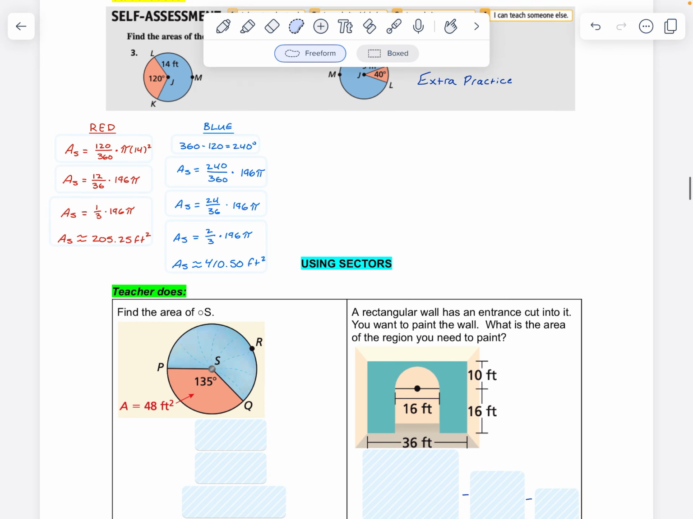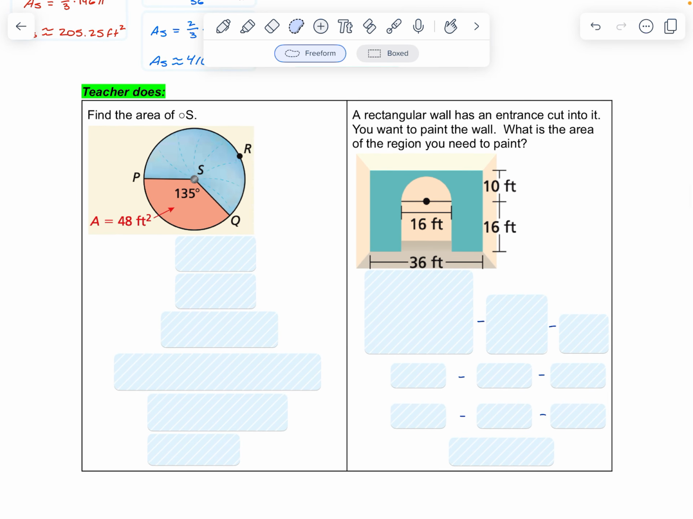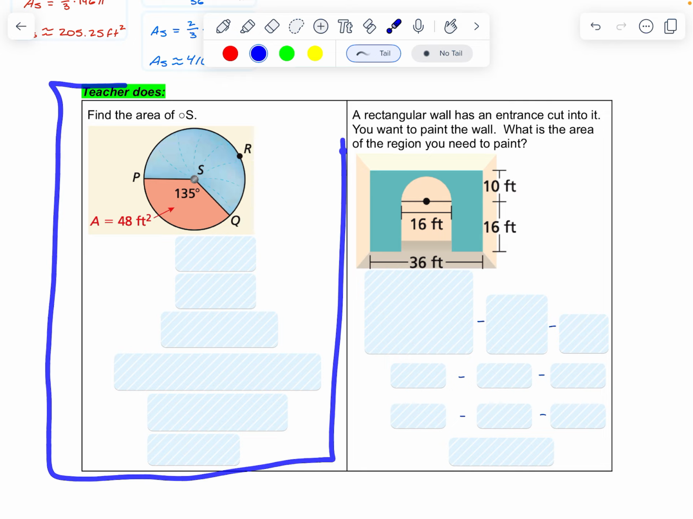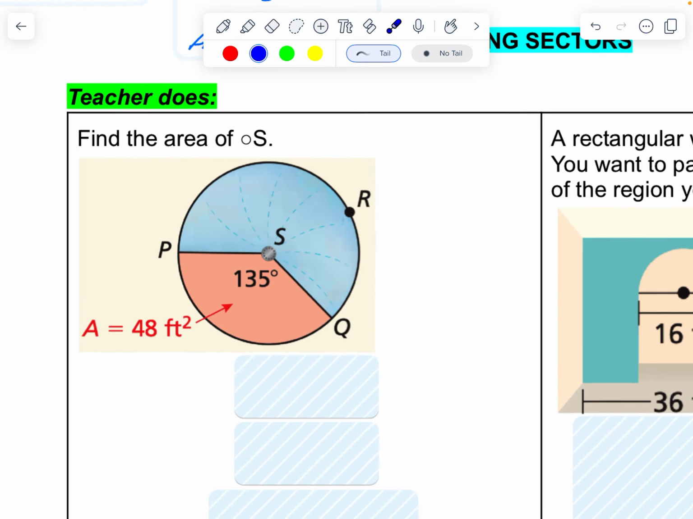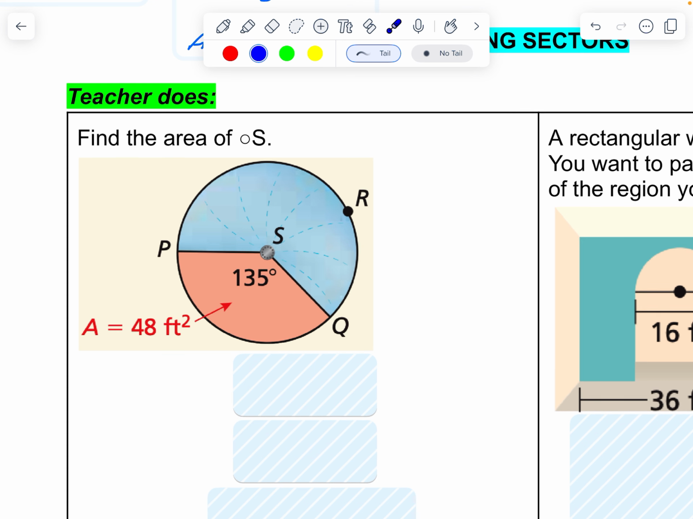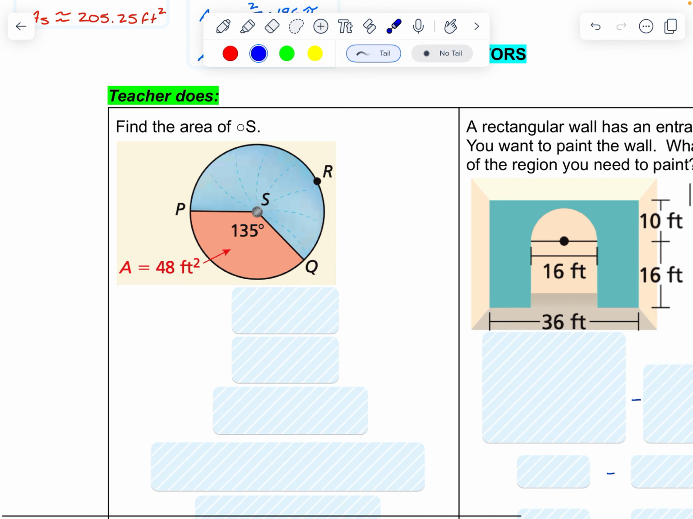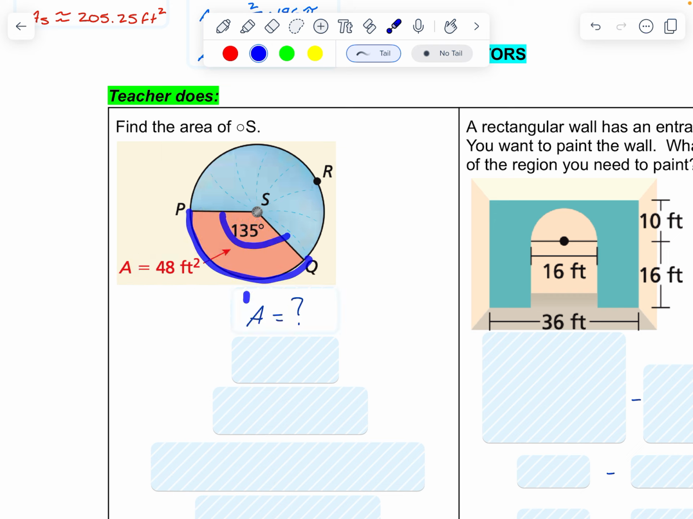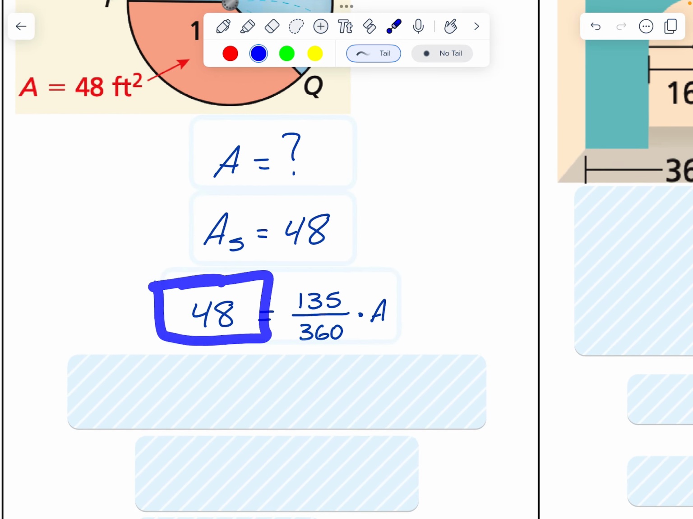Problem 4 is extra practice. The only problem where we're going to be working backwards here is going to be this one. Working backwards with area can be a little tricky because you do have the r squared if I wanted to find the radius. But if I'm just finding the area, I could just leave it as a in my equation. My sector area is 48 feet squared. My arc measure is 135. So I substitute. Area of my sector is 48. X over 360 is 135 over 360 times my area.